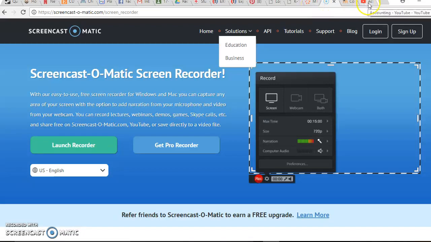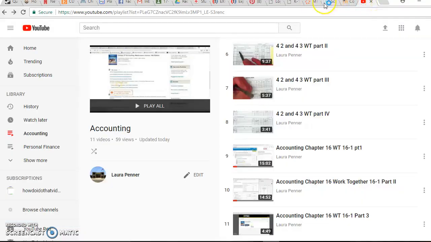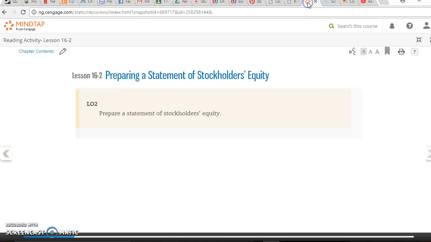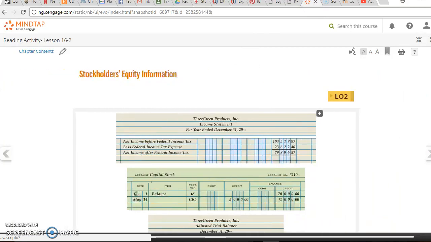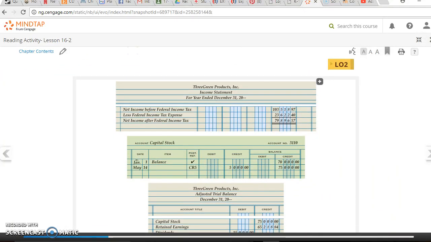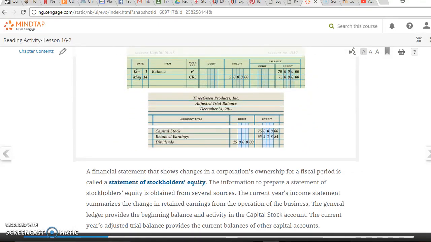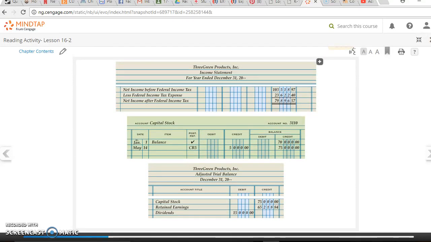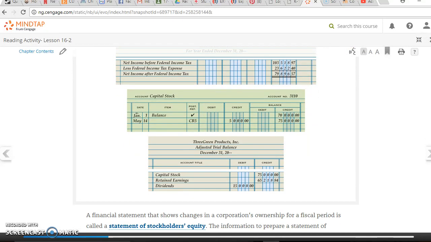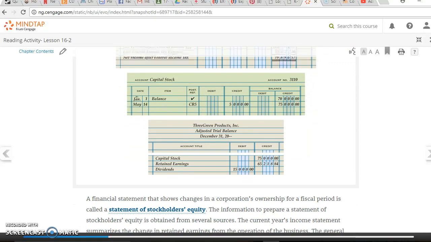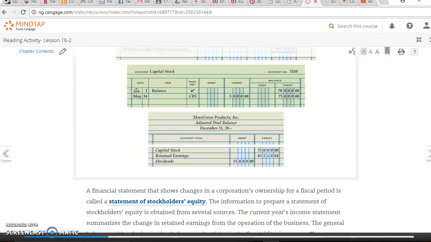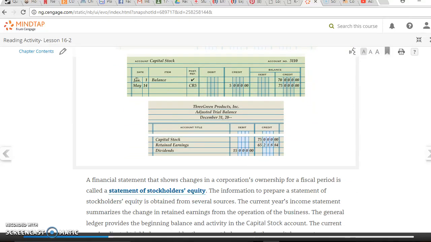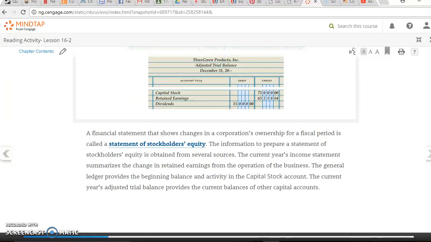Okay, the next section we're going to go over is 16.2, on preparing a statement of stockholders' equity. A statement of stockholders' equity is going to talk about the equity section of your balance sheet. You have some different accounts with the corporation. One of them is capital stock, and then we have retained earnings and we have dividends.